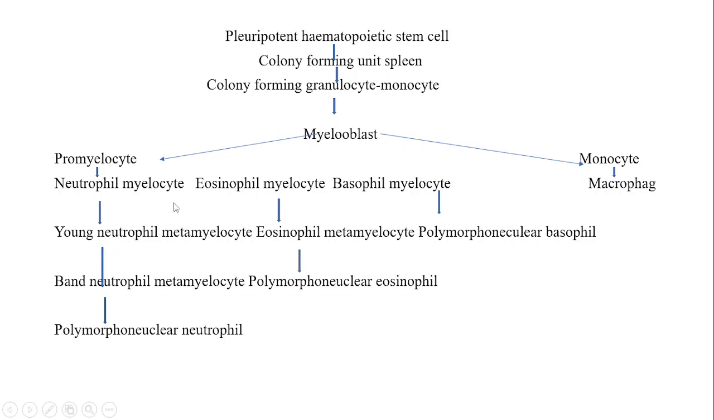From the neutrophil myelocyte, the next steps of neutrophil generation will be continued: young neutrophil metamyelocyte, then band neutrophil metamyelocyte, and polymorphonuclear neutrophil. And the same process is also applicable for eosinophil and basophil. That is, they will ultimately be converted to the metamyelocyte stage, and from there they will be converted into their mature stage or polymorphonuclear state.